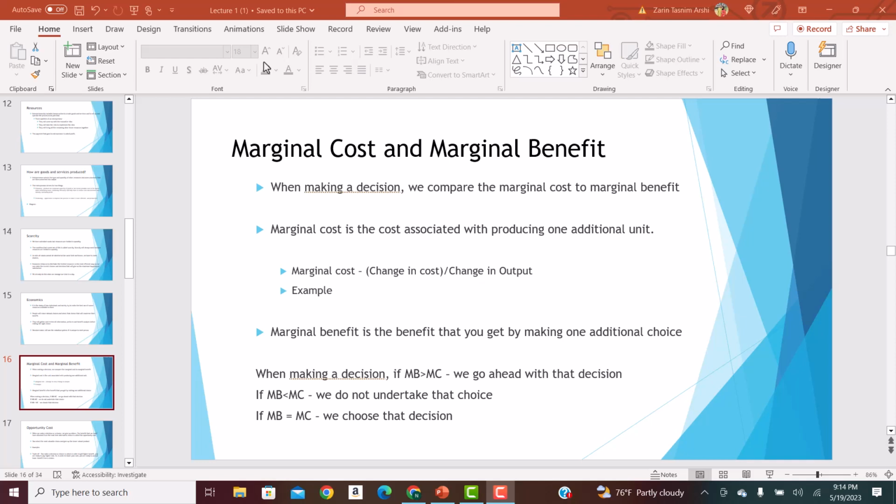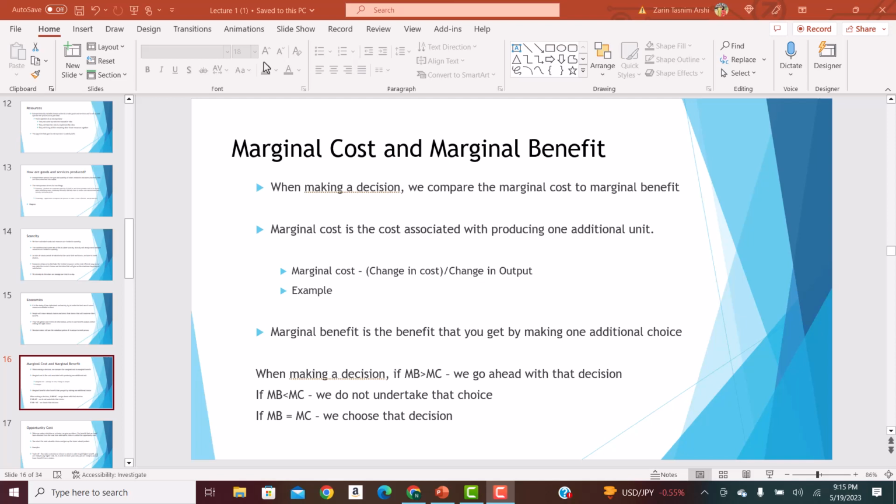And if the marginal benefit of a choice is greater than the marginal cost, we will go ahead and make that choice because we're getting more benefit than the cost for that one particular choice. So we will go ahead with that choice. Now, if the marginal benefit for that one choice is less than your marginal cost, then basically your cost is greater than your benefit. It does not maximize your happiness. So we will not undertake that choice.